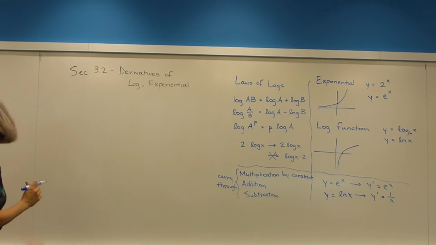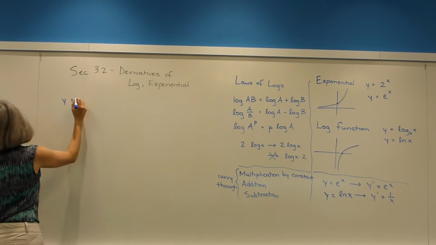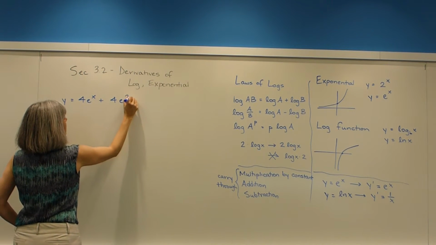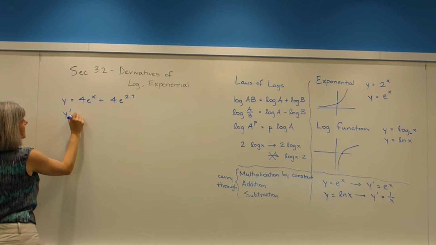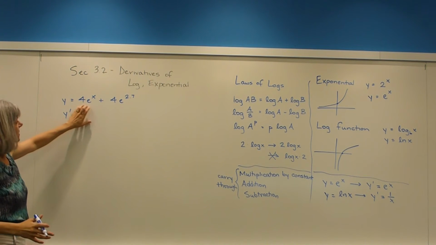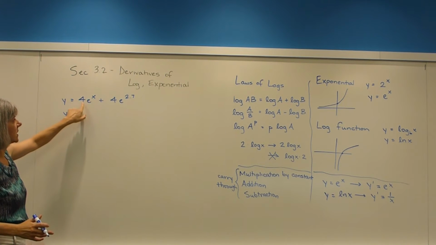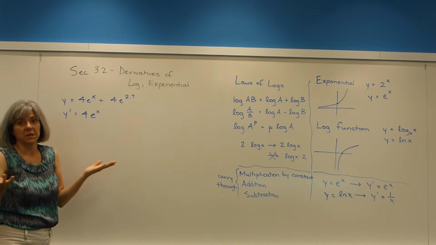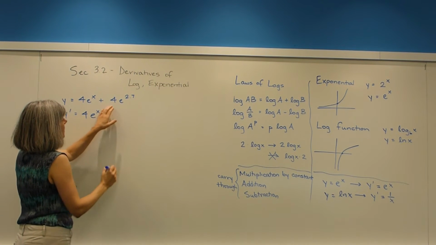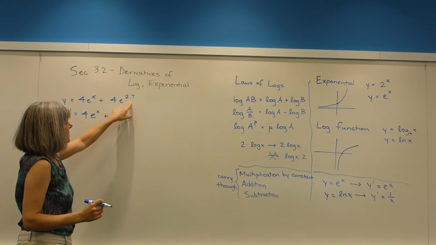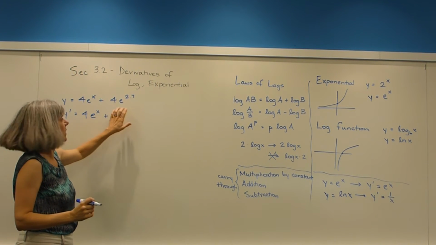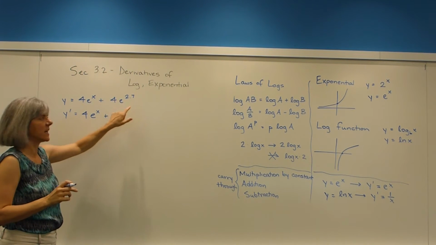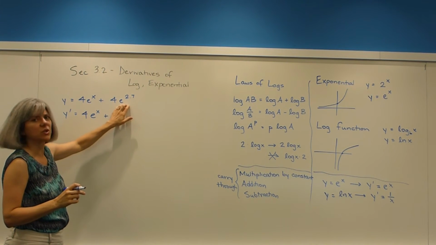Okay, so let's do some examples. Okay, and let's find y prime. Okay, so let's take it piece by piece. So here's 4 times e to the x. Multiplication by a constant carries through. Derivative of e to the x is e to the x. Plus 4 times, what's e to the 2.7? That's all actually just a number. What's the derivative of any constant? 0. Okay, so don't be fooled by that. The 2.7 doesn't come down or anything because this is just a number.